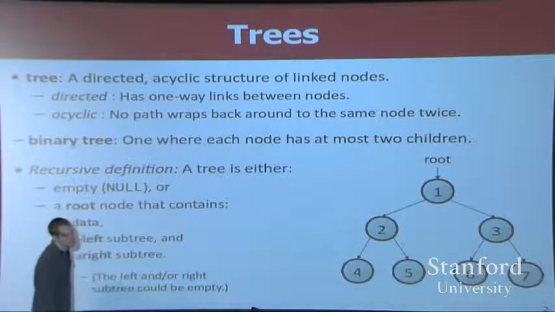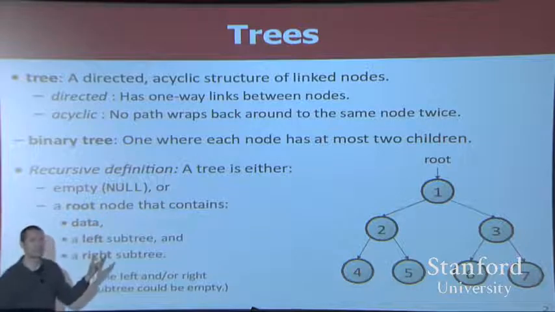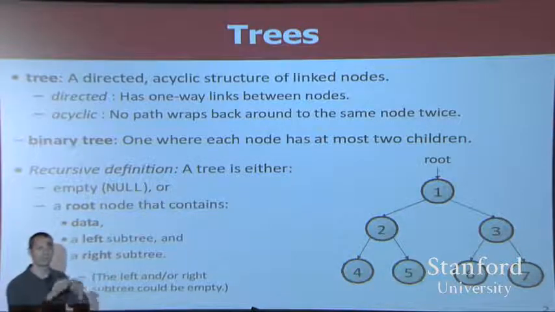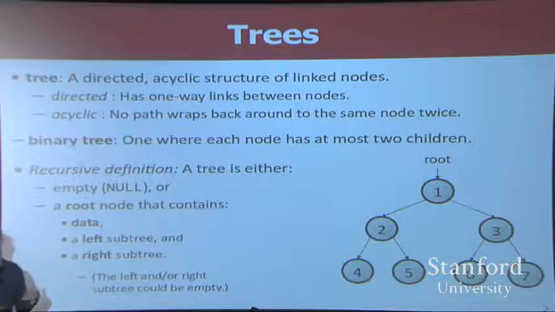Okay? And you can have trees that are not just 2 children. You could have a tree where each node has 3 children or 4 children or 10 children or whatever, but that's not a binary tree. A binary tree is where you have at most 2 children.